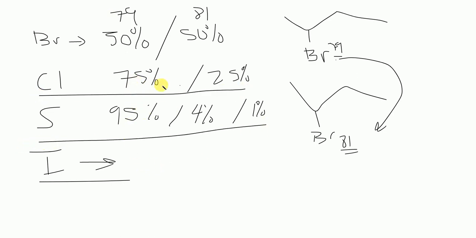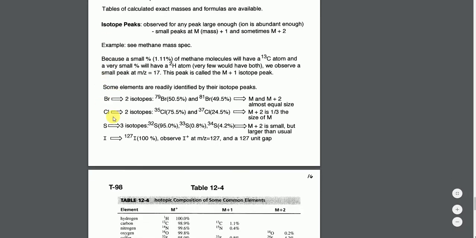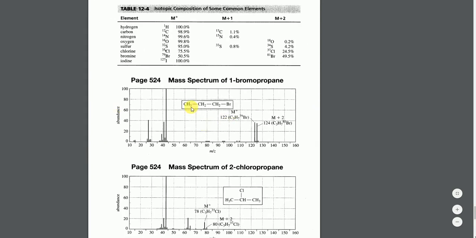We'll just see these in different ways. And I'll show you how these numbers, 75, 25, 95, 4, and so on and so forth, are represented. So let's just look. You have a molecule that has a bromine on it. What we're always going to see that's characteristic of bromine is two almost equivalent intensity peaks, right? So we have the 79 and we have the 81.